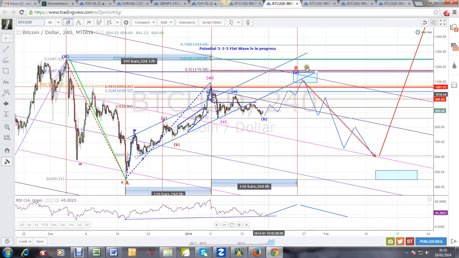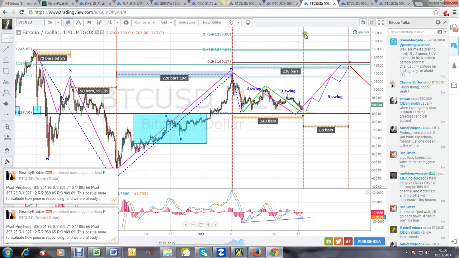That's the big picture. This is the main object of understanding: the 3-wave correction to A, 3-wave correction to B to form a flat, and then the outcome is a 5-wave move to the downside. That's a real trophy. But in the shorter term, while we are talking, you've got this chart.